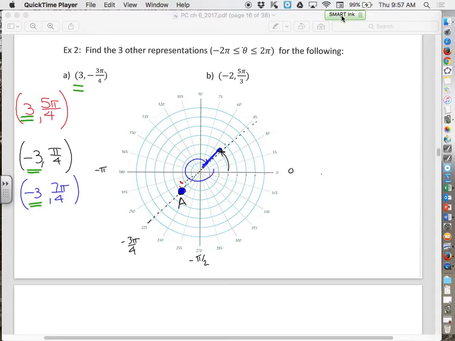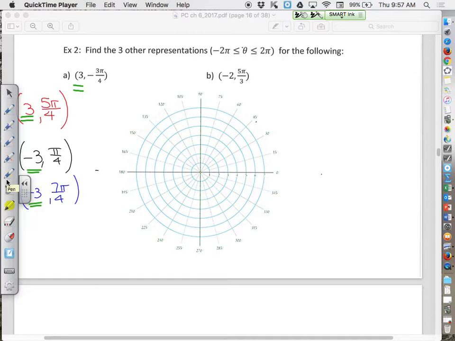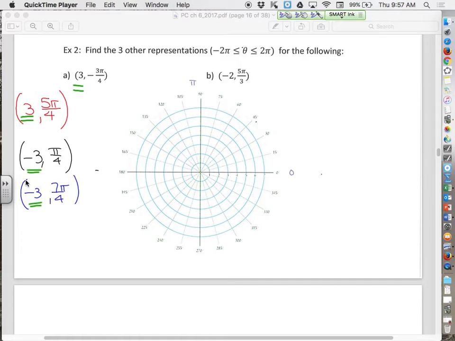All right, let's look at the next one there. So letter B, I'm going to use the same grid again here. All right, so we have 5 pi over 3. So 5 pi over 3, that's almost 6 pi over 3, which is all the way around. So 5 pi over 3 is going to be down here.